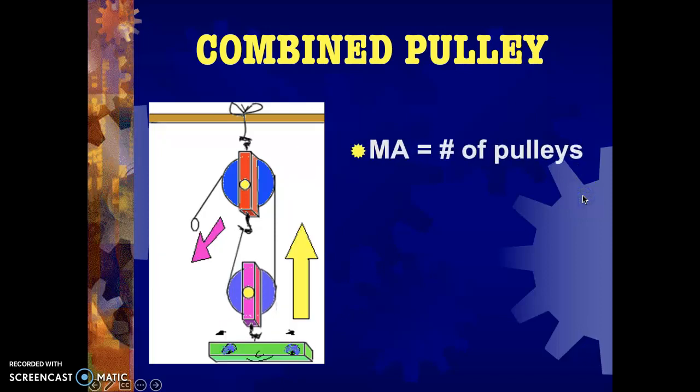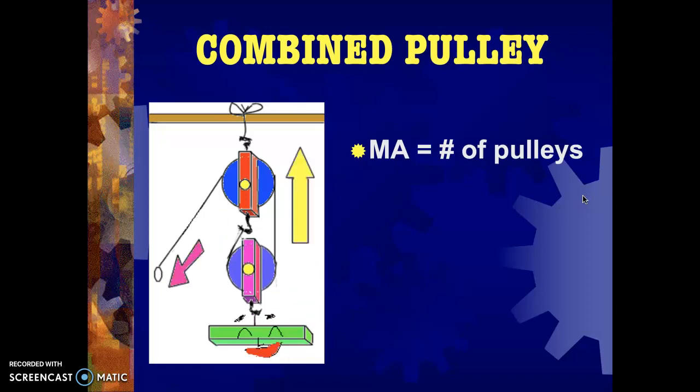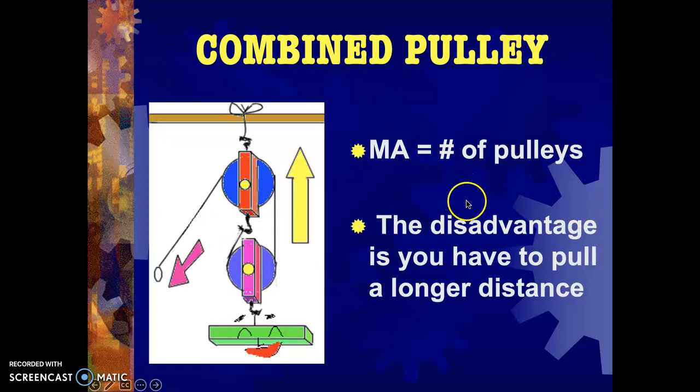Okay, so the easiest way to calculate the mechanical advantage of a pulley is simply to count the number of pulleys. Some people will say to count the number of support strings, but in this case it's actually the number of pulleys. So there's 1 pulley, there's 2 pulleys. That means this particular combined pulley or block and tackle is going to have a mechanical advantage of 2.